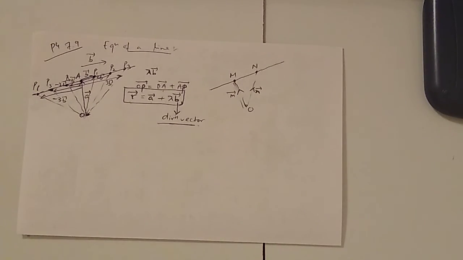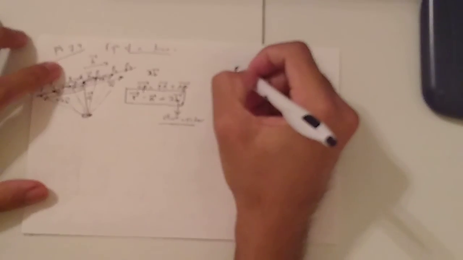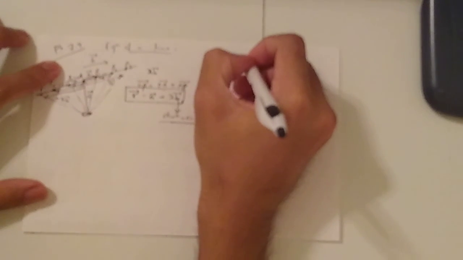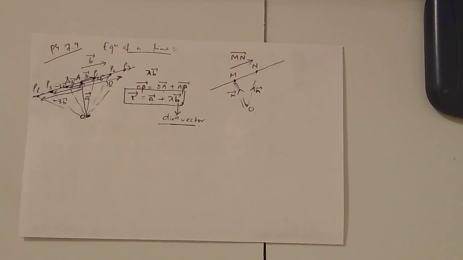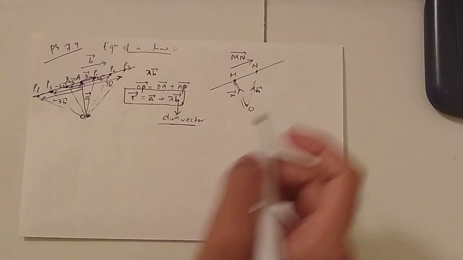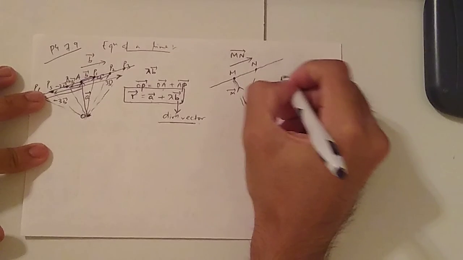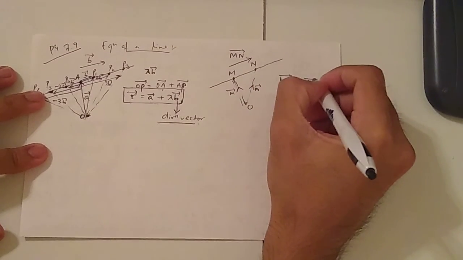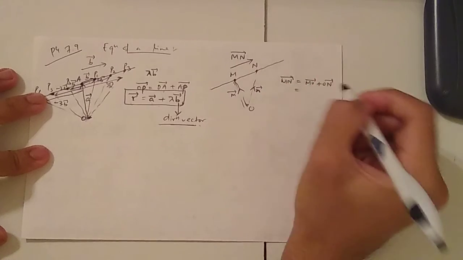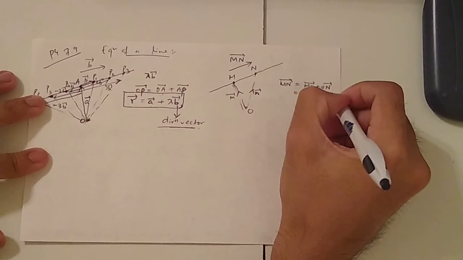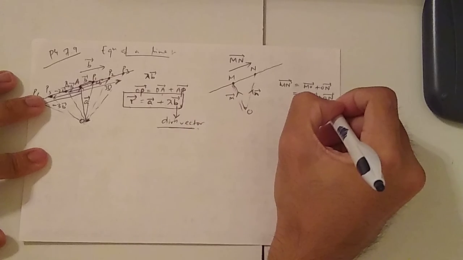In this case the direction vector is not given to us, but since we have 2 points on the line, we can easily find the direction vector. The direction vector is simply MN, because MN follows the line, is parallel to the line, lying along the line. Therefore MN is definitely your direction vector. MN is going to be simply MO plus ON, which is minus OM plus ON, which is simply minus M plus N.